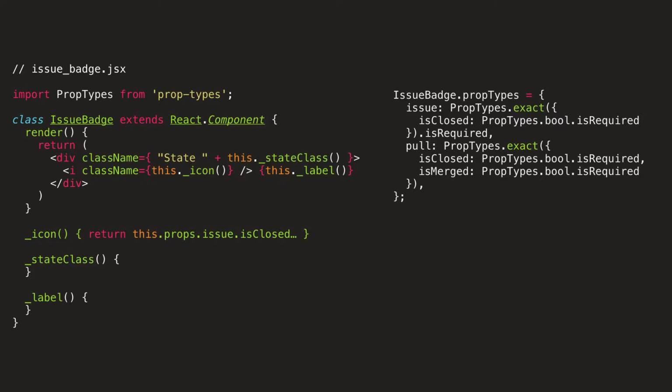What's nice about this is that we can then write code without checking for the presence of the object. So for example, in this mocked up icon function, we can just call right into issue.isClosed because we know, based on the prop types enforcement, that it's always going to be there.